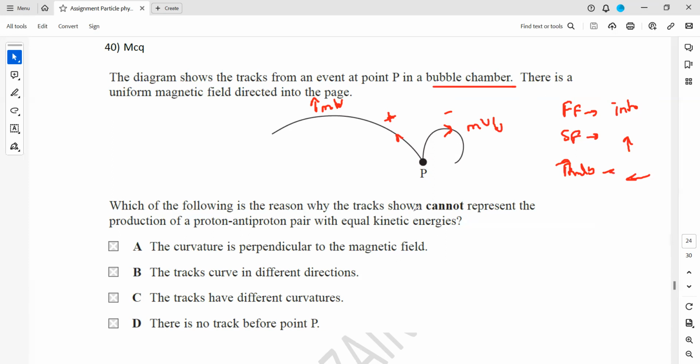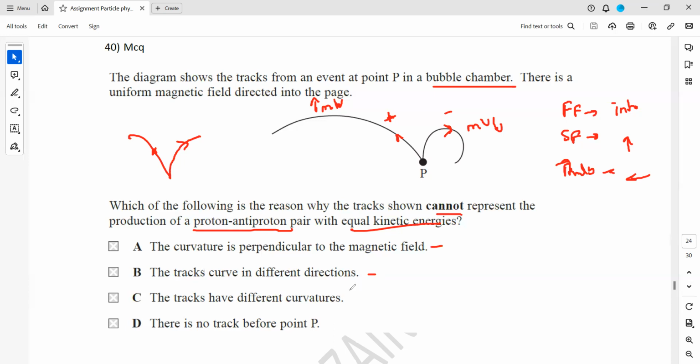So which of the following is the reason why the track cannot be represented as a proton and anti-proton pair? Like proton and anti-proton, which have equal kinetic energy, so the radius of the track should be equal. If there was a proton and anti-proton, then this radius of curvature should be equal. The track is perpendicular to the magnetic field, but that does not give a reason why this cannot represent a proton and anti-proton. The tracks curve in different directions, that's also true, but this is not giving an explanation. If a proton and antiproton are there, the tracks must be in opposite directions, and here the tracks are in opposite directions.